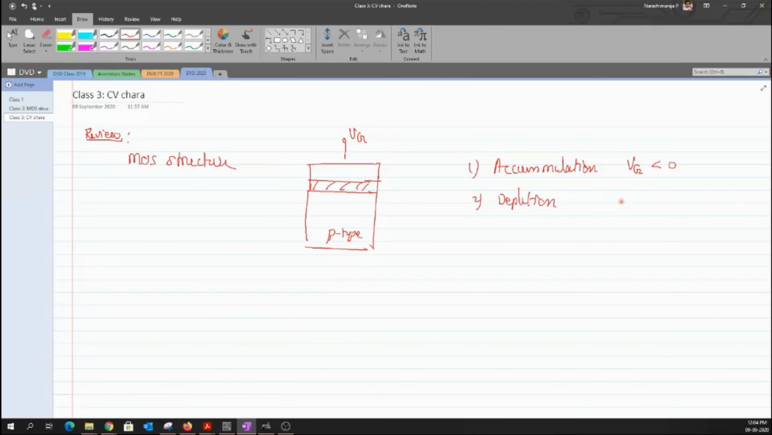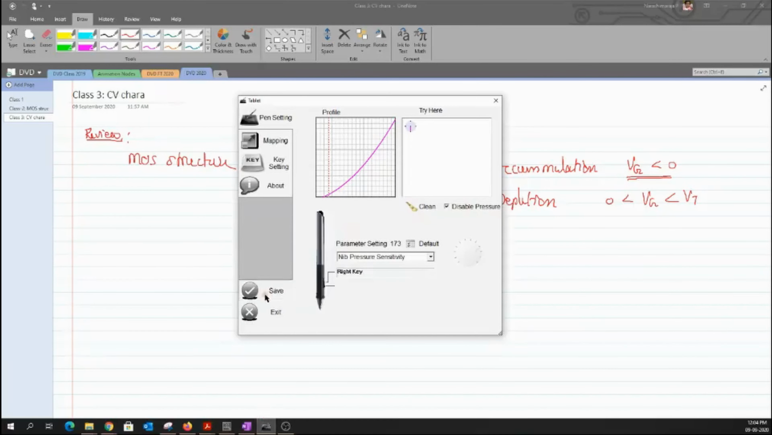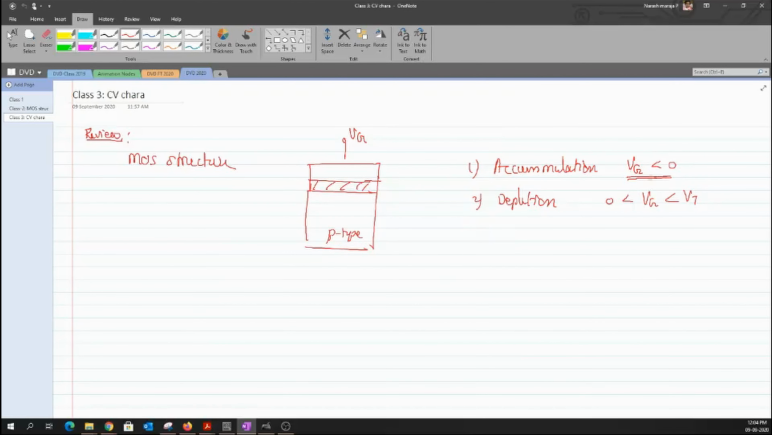In the depletion, the gate potential was between something like this. Anyhow, I'll talk about each of these things, and whatever I've written down here is not exactly right, but as of now we'll just hold this concept as it is and move ahead. Later I'll modify these gate potentials and the depletion region layers and all those things. But as of now, we'll just hold this.